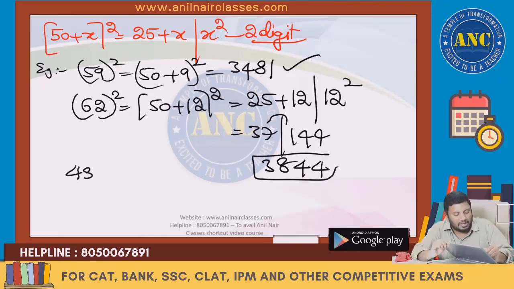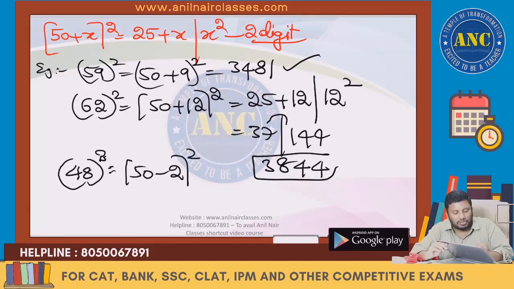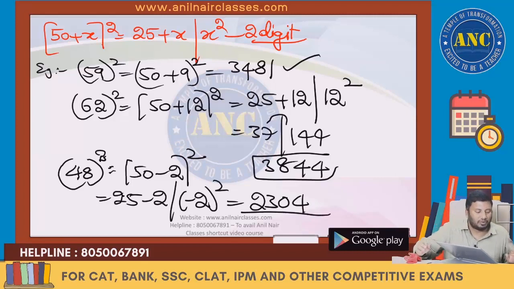If it is 48 square, this will be 50 minus 2 whole square. X is minus 2. 25 minus 2 slash minus 2 square. 23. 4 in a 2-digit format is 04. I hope the idea is clear.